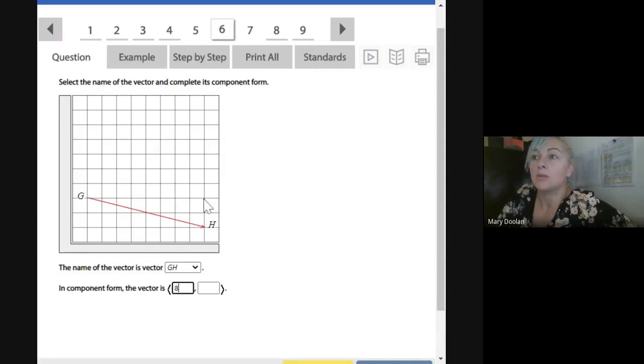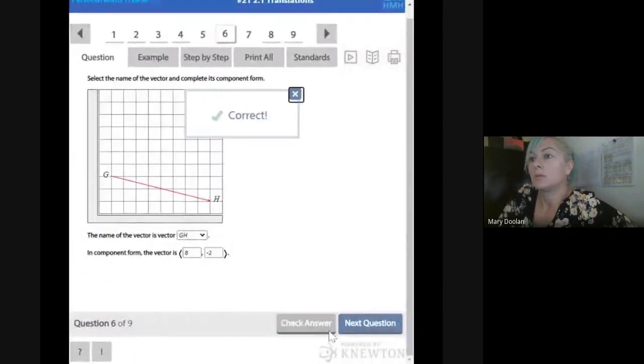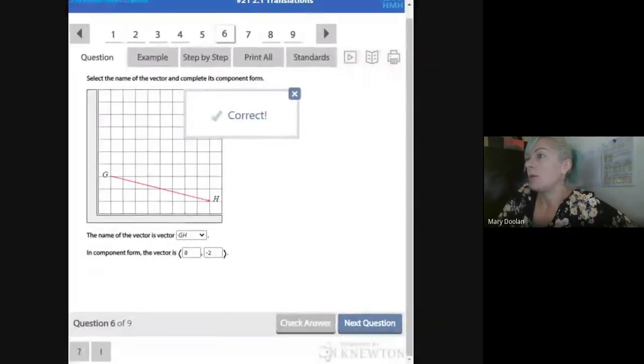And then to get to H now, vertically, I either have to go up or down. If I move up, it's a positive number. If I move down, it's a negative number. So I'm moving down 1, 2 units, so -2. That's how you do that one.